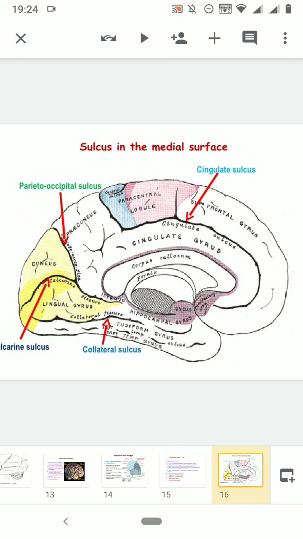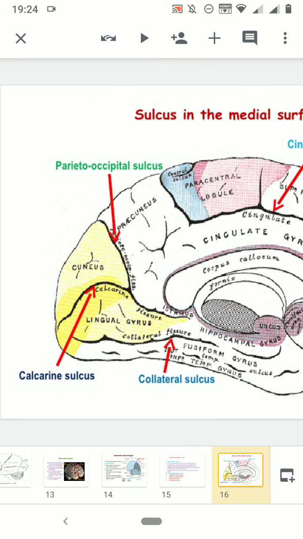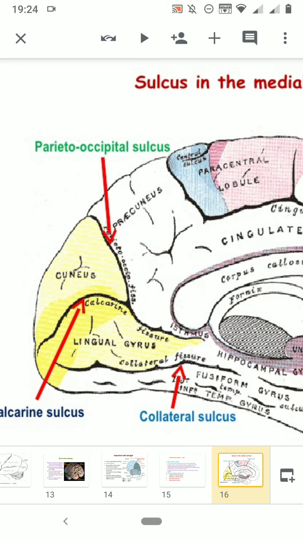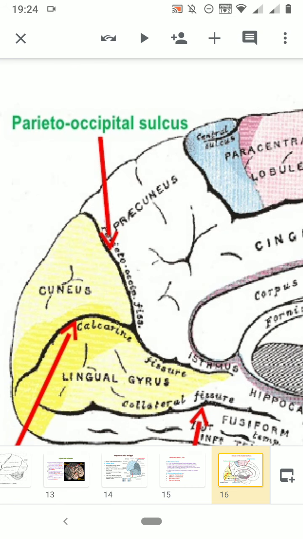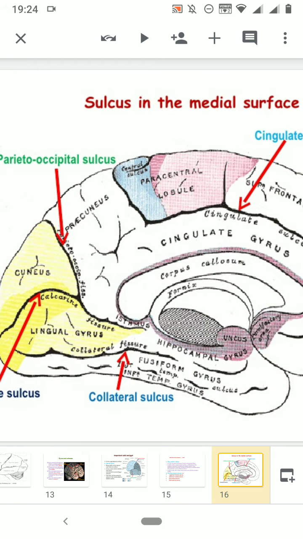Okay, you can see here also the parieto-occipital sulcus. The area between the parieto-occipital sulcus and the calcarine sulcus is a triangular area, with the calcarine sulcus convex upwards. This area, in light yellow, is called the cuneus. In front of the parieto-occipital sulcus, up to the ending of the cingulate sulcus, that area is called the precuneus.